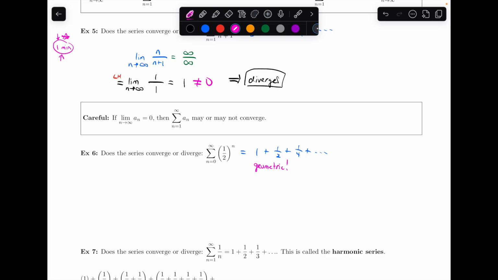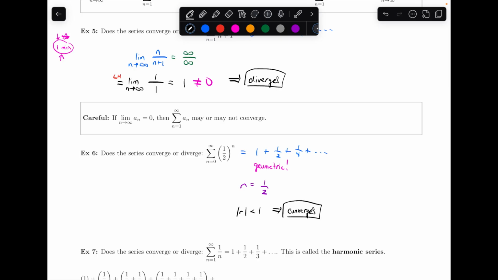And so the key thing I need to know is R, the common ratio here, that I keep multiplying one term by to get the next, is 1/2. In fact, I can see that from the formula. I got my R to the n power. It's 1/2. So the key thing I look at in a geometric series is the absolute value of R less than 1. And yeah, here it is less than 1. And when that happens, it converges.